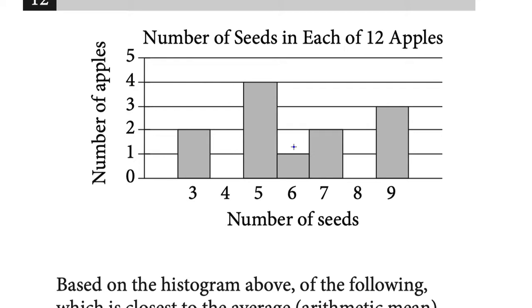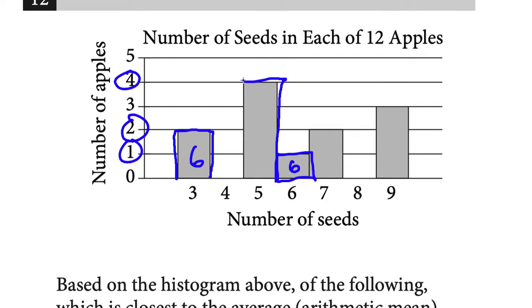Let me explain what's going on here. In one of the apples, because it says 1 right here, this one apple has 6 seeds. So I'm counting 6 there. There were 2 apples here that each had 3 seeds. So this adds up to 6. There were 4 apples here. These 4 apples each had how many seeds? 5. So 4 times 5 is 20.